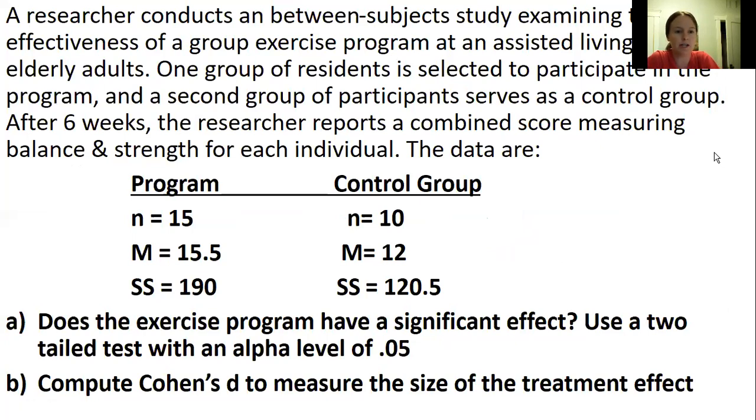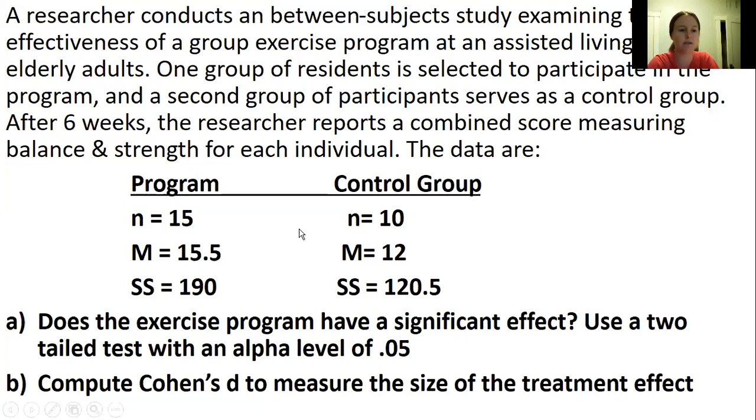A researcher conducts a between subjects study. That just means there's two groups and we're comparing for differences between them. Examining the effectiveness of a group exercise program at an assisted living facility for elderly adults. One group of residents is selected to participate in the program, and a second group serves as the control. Okay, they're not getting the exercise.